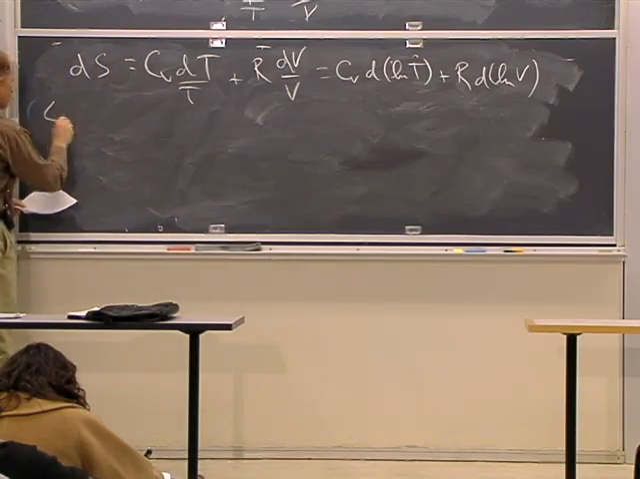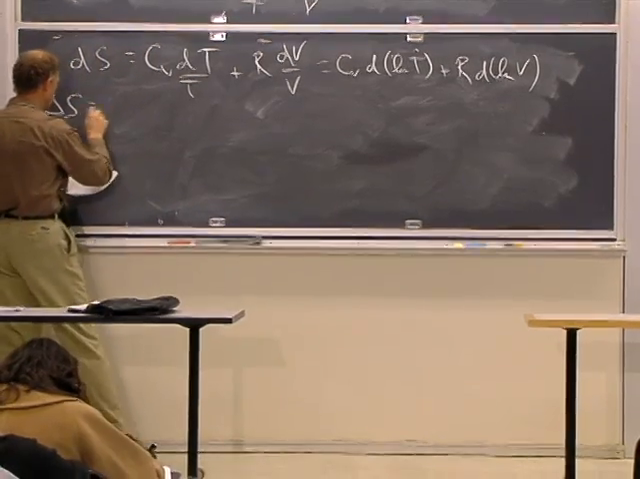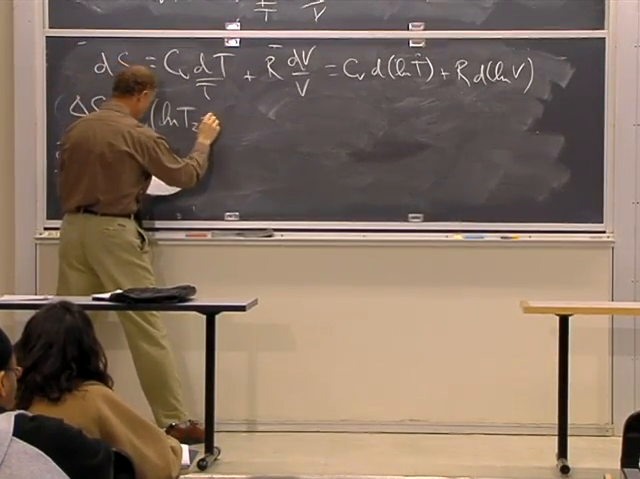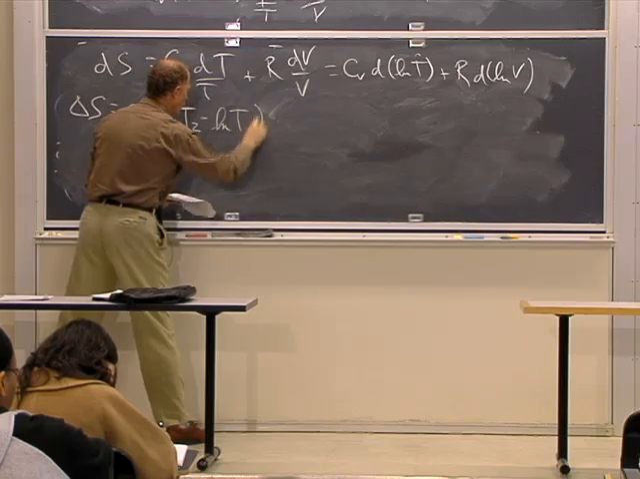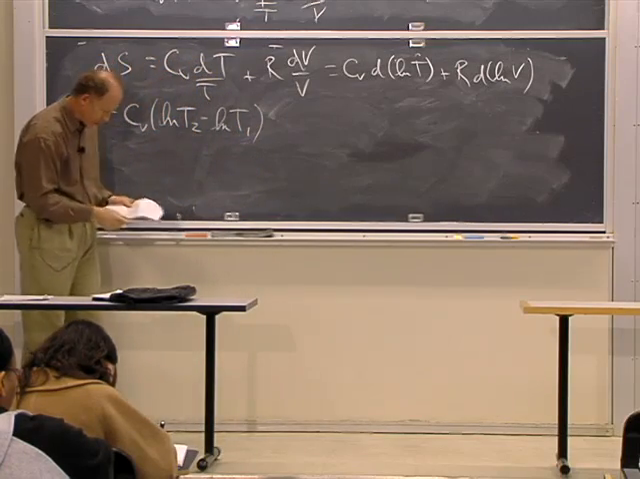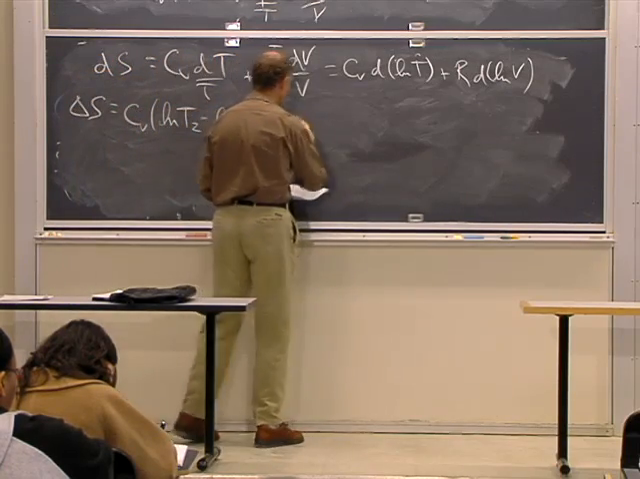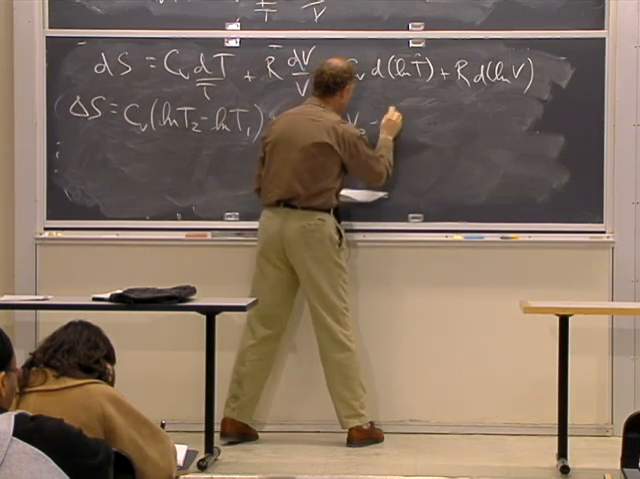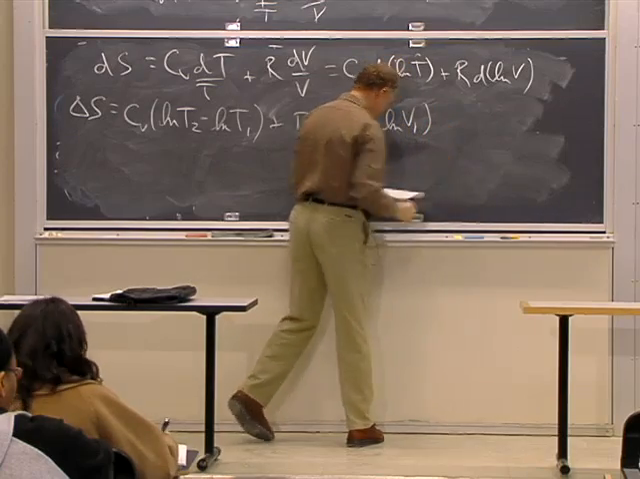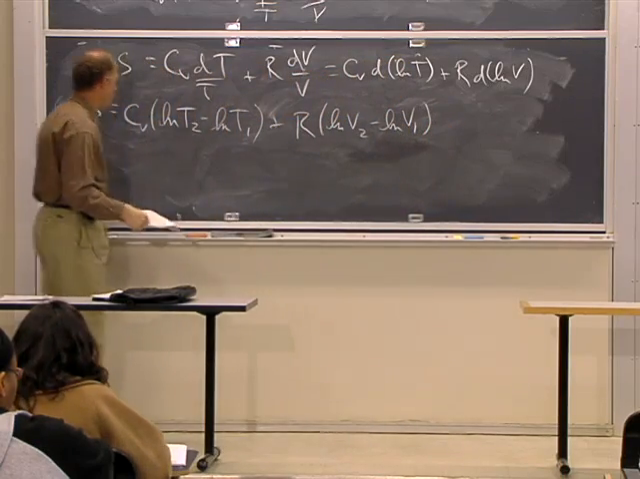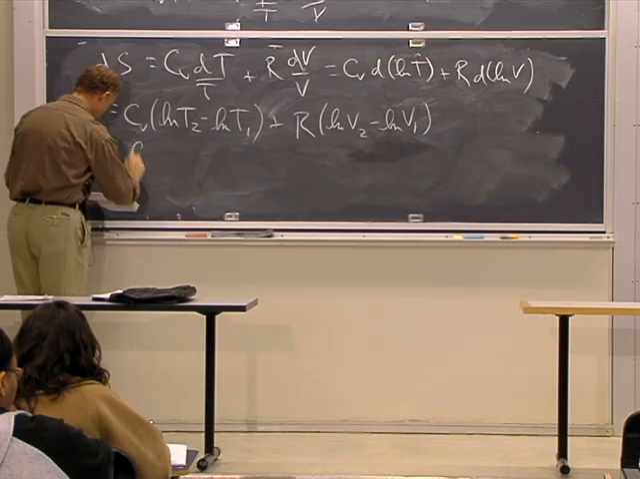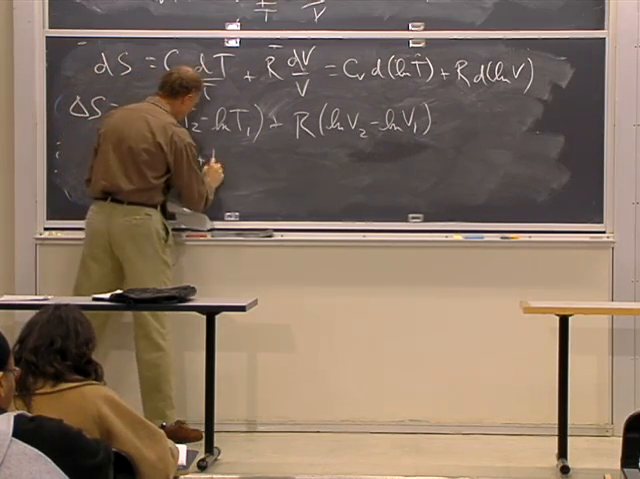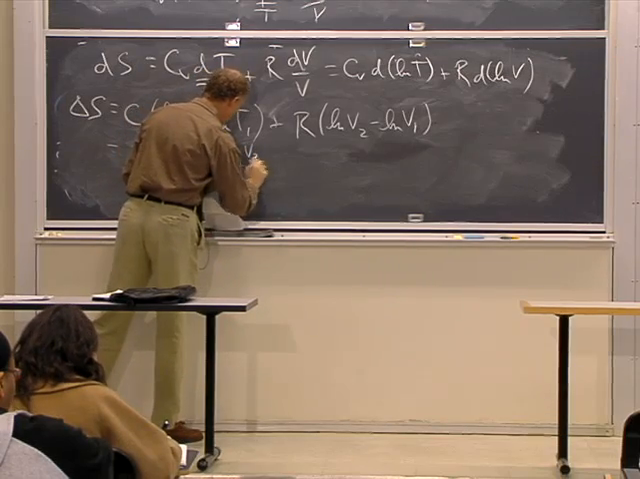And so delta S is CV log of T2 minus log of T1, if T2 is my final temperature, plus R log of V2 minus log of V1. Or CV log of T2 over T1 plus R log of V2 over V1.